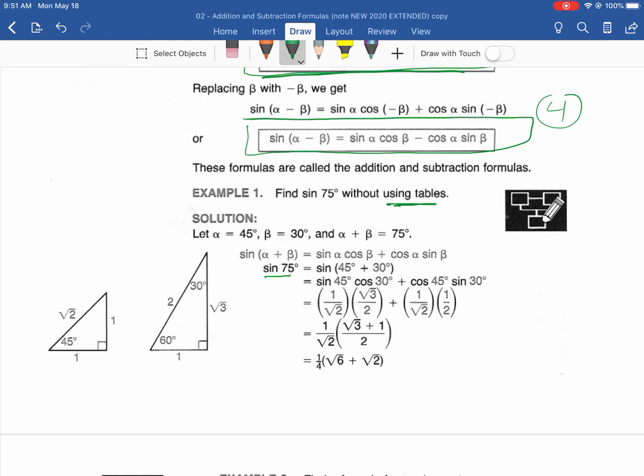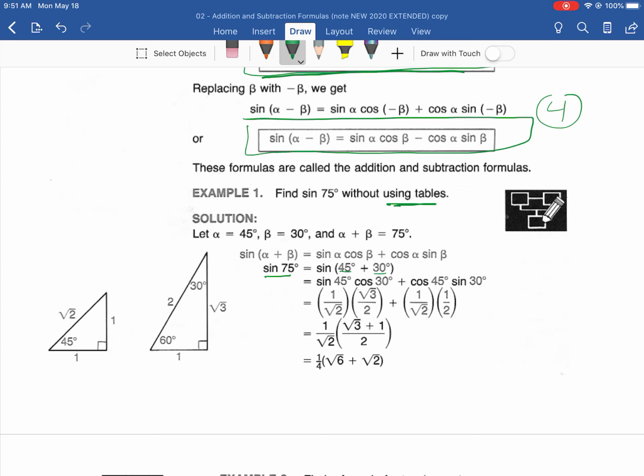Okay, so how do you use this? Let's say you wanted to do sine of 75 degrees, which is not on a special triangle. There's no way to get that angle out of the special triangles. So what you do is you break the 75 into two angles that are on the special triangles. So 75 breaks into 45 and 30. And the question that flashes into a lot of people's brains right there is, well, that's fine if the angles are on the special triangle, but what if they're not? We'll get to that. One step at a time.